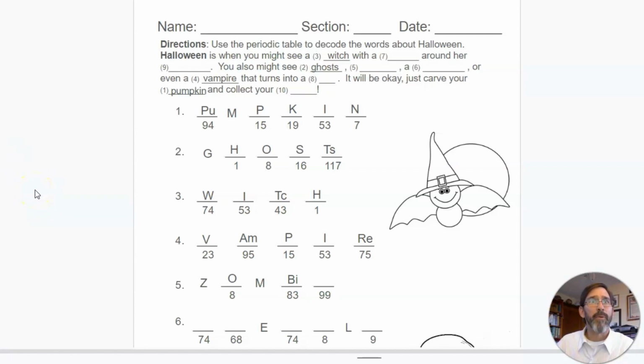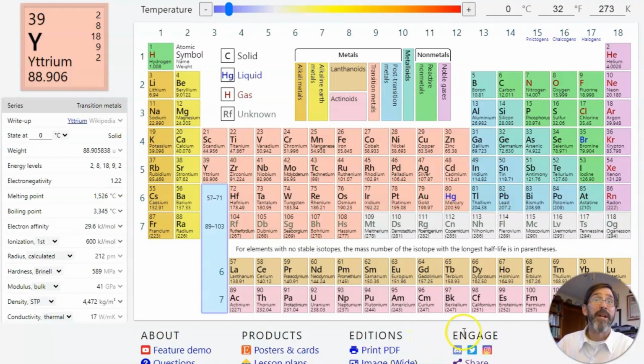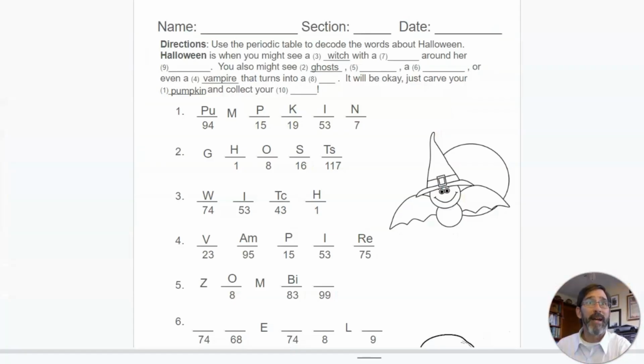Last atomic number for this word, number 99. Number 99 is also in the actinides. That would be einsteinium, capital E, lowercase s. Please enter a capital E, lowercase s for number 99, and don't forget to enter the word at the top for number 5. That would be zombies.